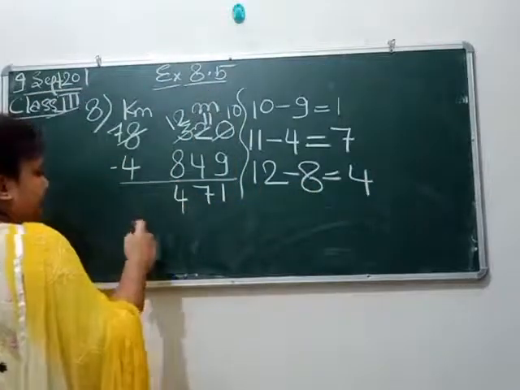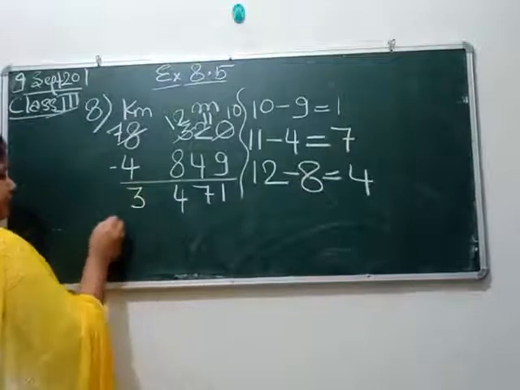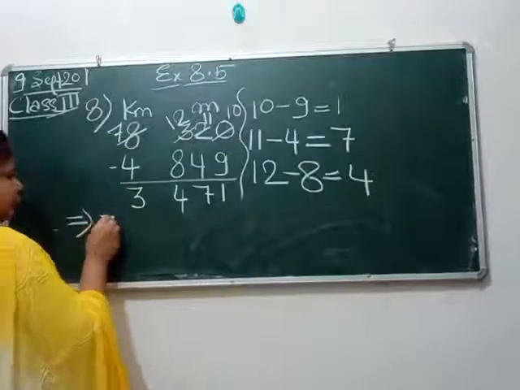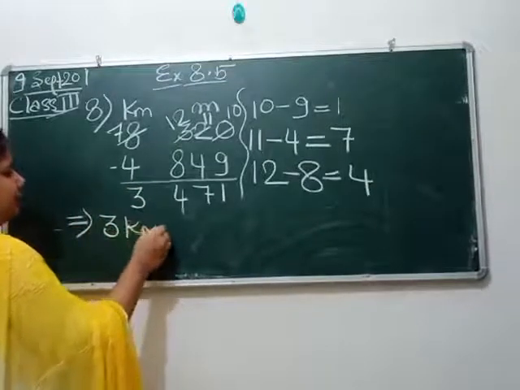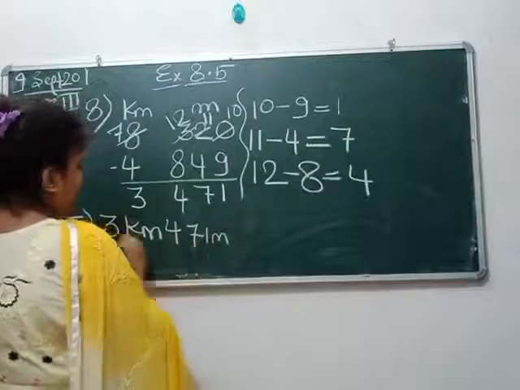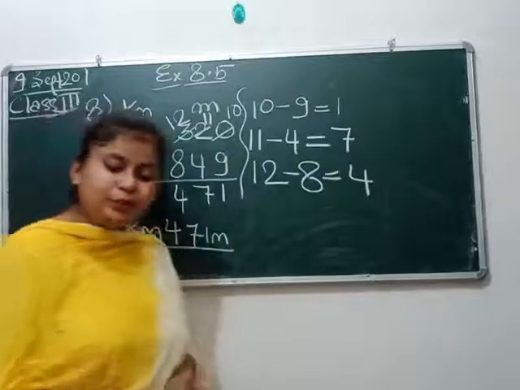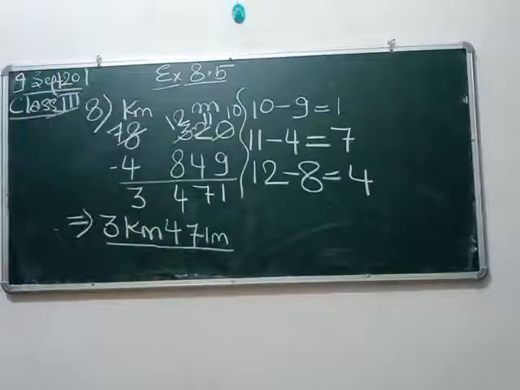Now 7 minus 4, here we will get 3. So our answer for this question is 3 kilometer 471 meter. 3 kilometer and 471 meter is our answer for this particular question. Come on, note it down and then we will move ahead.